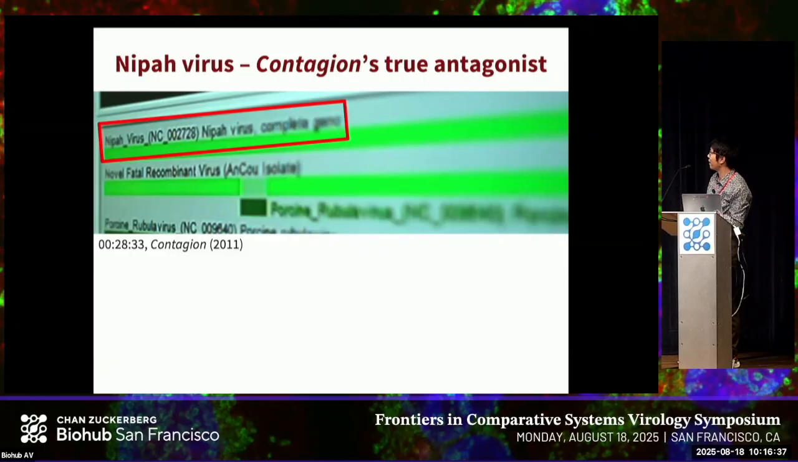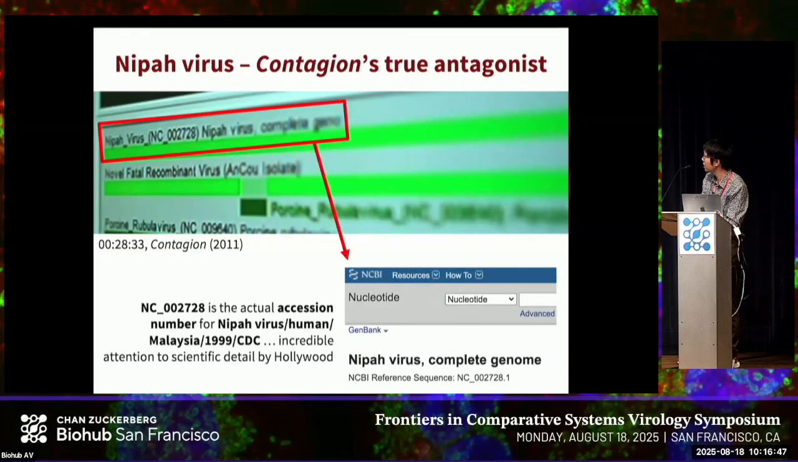But in this figure that I found, you can see they're using a DNA homology software. You can see that Nipah virus is a complete match to this green virus in the movie. And you might ask, OK, what's this number next to Nipah virus? This is the actual accession number for Nipah virus. And we actually align our RNA-seq reads to this genome and design an in situ probe.